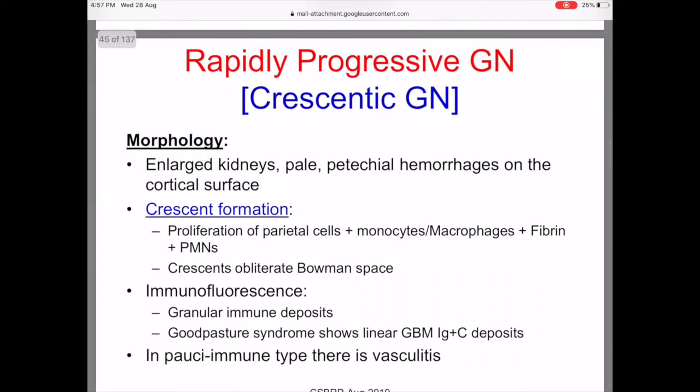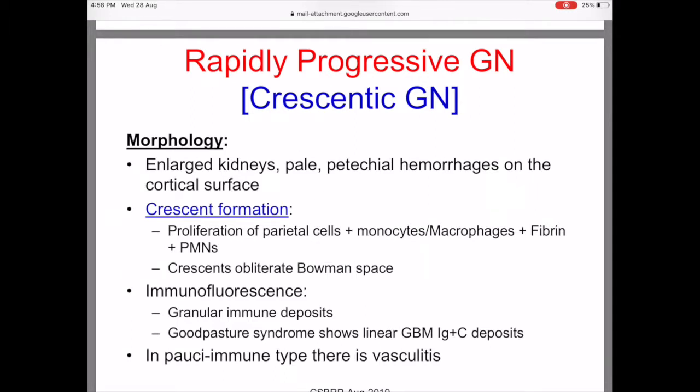So, morphology, the kidney is enlarged, pale, with petechial hemorrhages on the cortical surfaces. You will call them flea-bitten kidney, and microscopically crescent formation is the feature of this glomerulonephritis. And these crescents are nothing but proliferation of parietal cells, monocytes, macrophages, fibrin and neutrophils in the parietal area of the Bowman space. And this crescent formation will result in obliteration of Bowman space. That is the reason why acute kidney failure is a typical feature in RPGN.